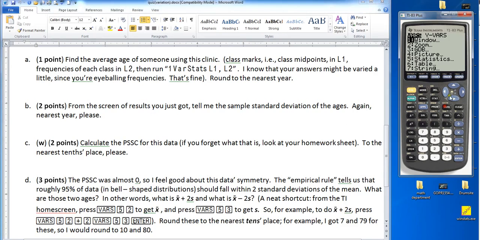So I'm going to go ahead and do just that using the same trick of X bar minus 2 standard deviations. I told you to round to the nearest tens. So I got 7-ish, which means I'm going to round that to 10. And then if I change that to plus, I get 79 when I round up to 80. So I got exactly 10 to 80. I got the exact same thing that the quiz did the first time. So 95% of the data should fall between 10 and 80.